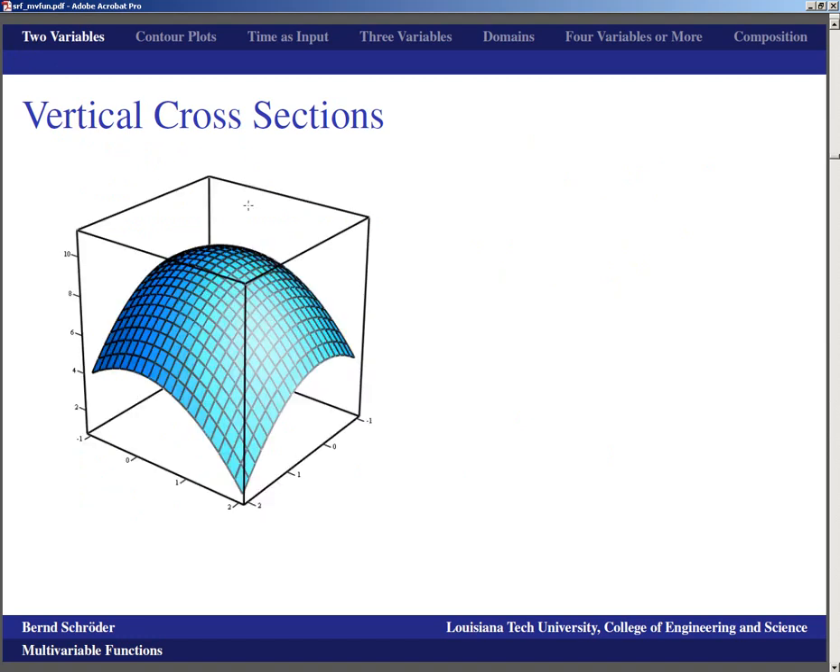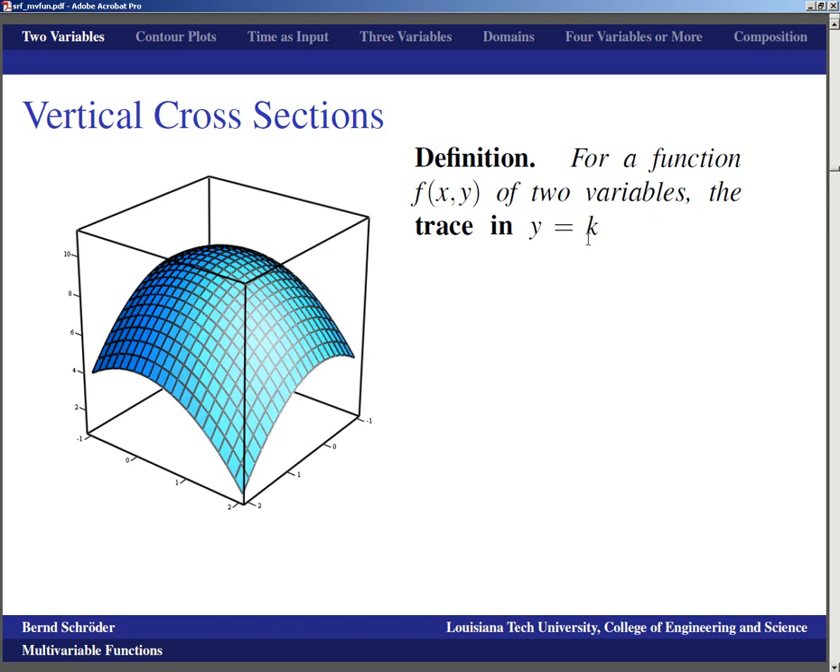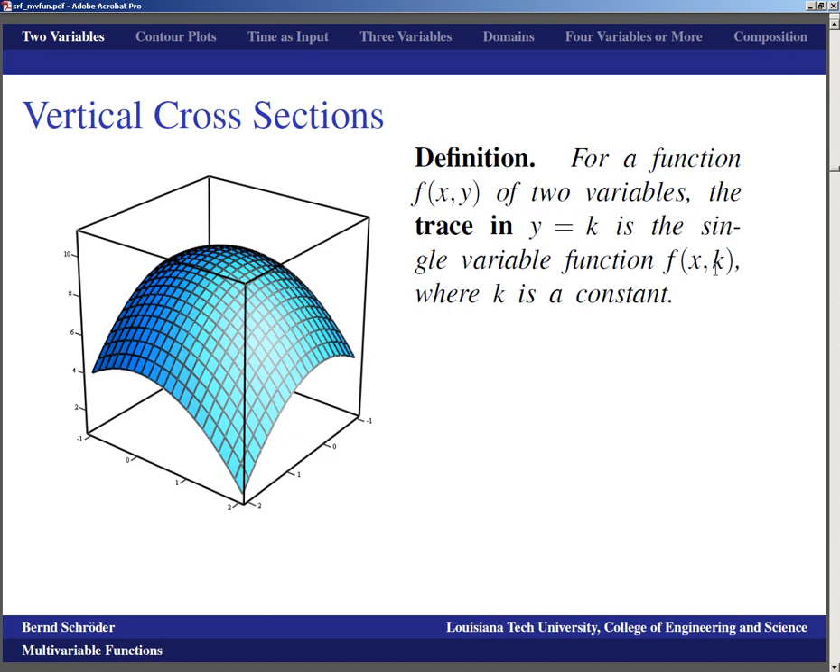And in order to do that, it is typically sensible to look at vertical cross-sections, because if you look at a computer plot of a function of two variables, such as this paraboloid here, then very often, or typically even, you will see that there is a grid on that plot, and that grid comes from the following. If you have a function f of x, y of two variables, then the trace in y equals k is the single variable function f of x, k, where k is a constant. So basically, the lines where x varies and y is constant, the lines that are coming at you, those are the traces in y equals k put into space.